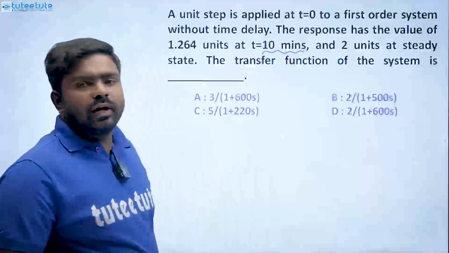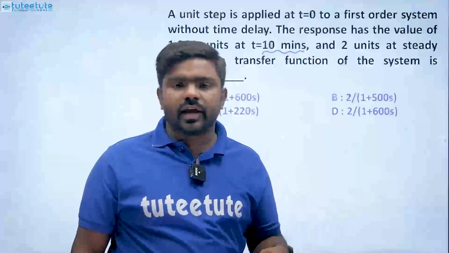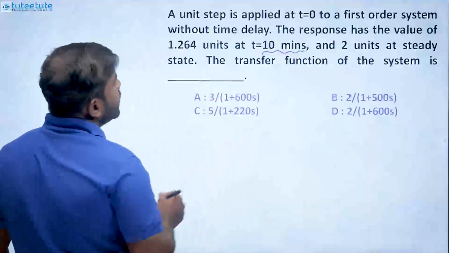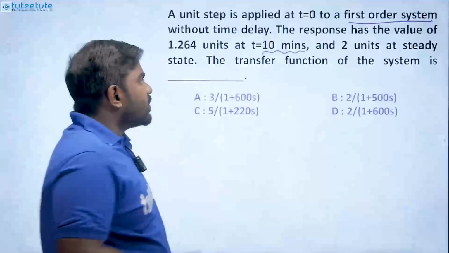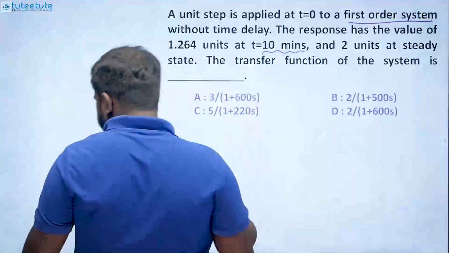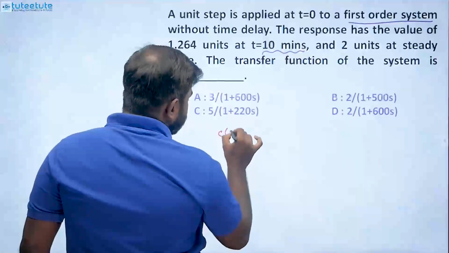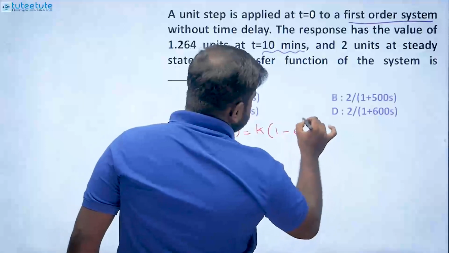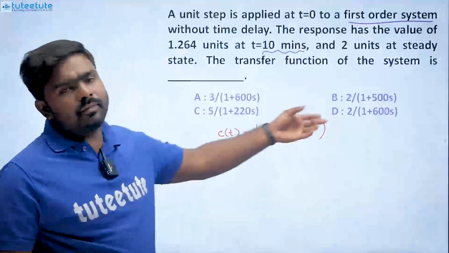We cannot calculate in time in minutes. We have to convert it back into seconds. Then only we can solve it. So the general expression would be first order, right? A unit step applied to a standard first order system, and it is having 2 units at steady state also. So starting with the general expression, C of t is equal to k into 1 minus e raised to minus t by tau. Okay, into u of t, I am not taking that.